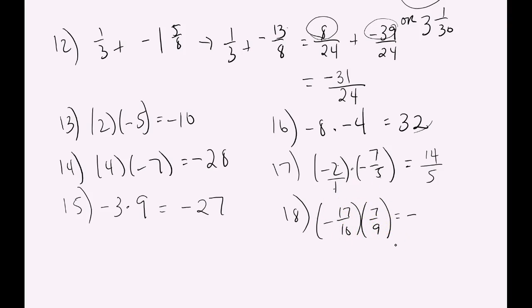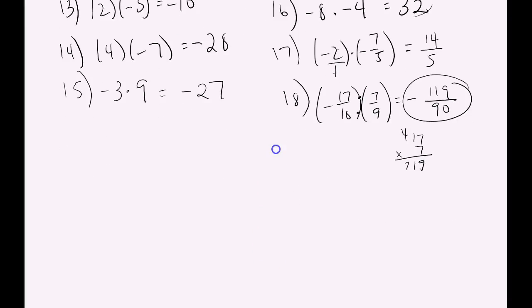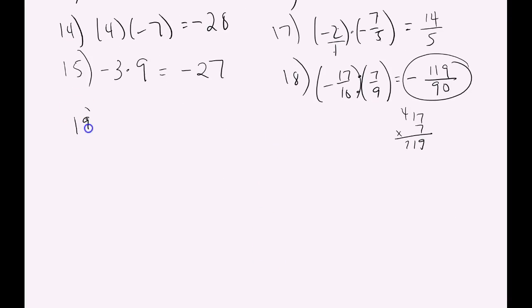I can't think of any number to take out, which means I've got to do top times top and bottom times bottom. Now, 9 times 10 is easy. It's just 90, but 17 times 7 is gross. So I've got to figure that one out to the side. I think I'm getting 119 over 90, and that is a negative answer. So that one was mean. Sorry, I made that up. I will try to avoid dumb problems like that in the future.